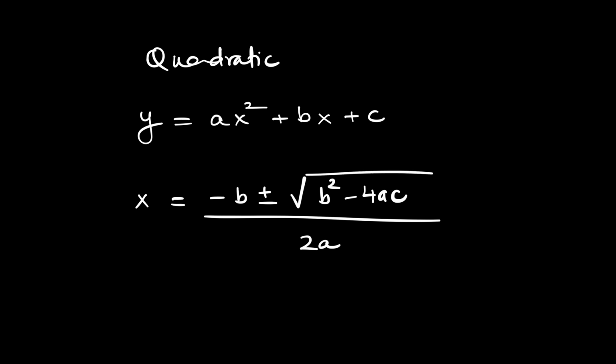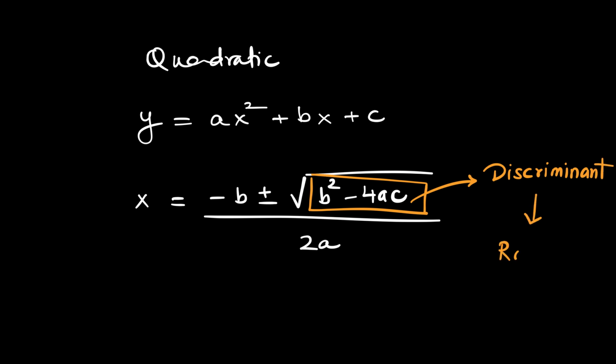There is a square root on top of b² minus 4ac. The expression b² minus 4ac is known as the discriminant because it discriminates based upon the roots of the equation. Roots, x-intercepts, and solutions of the equation all mean the same thing.